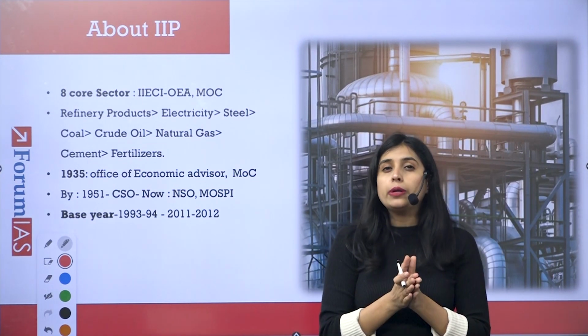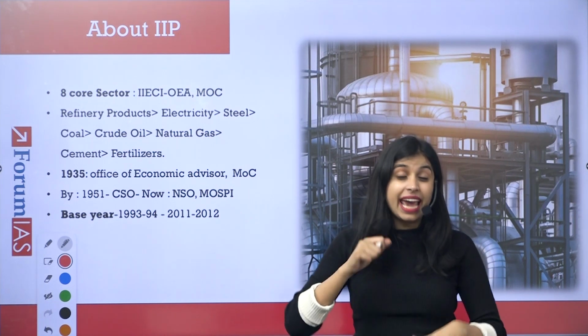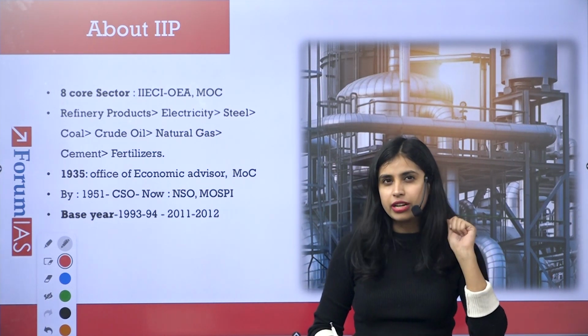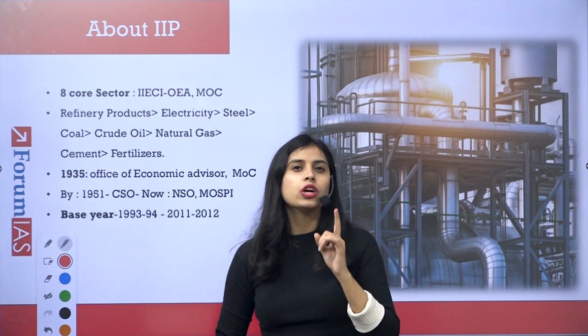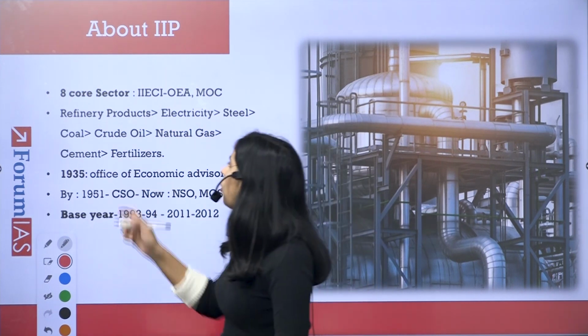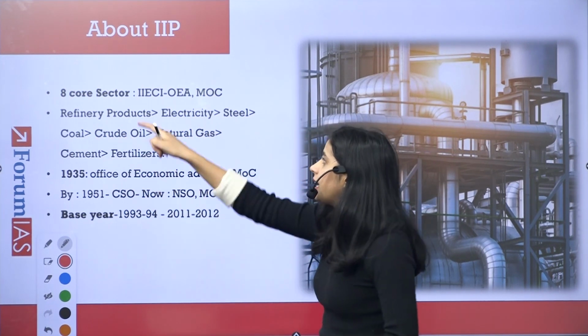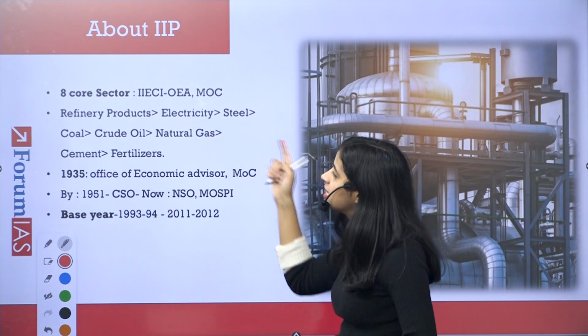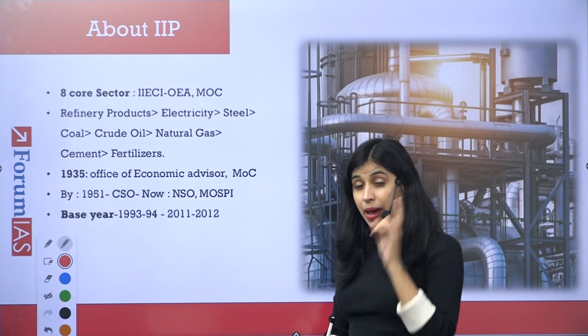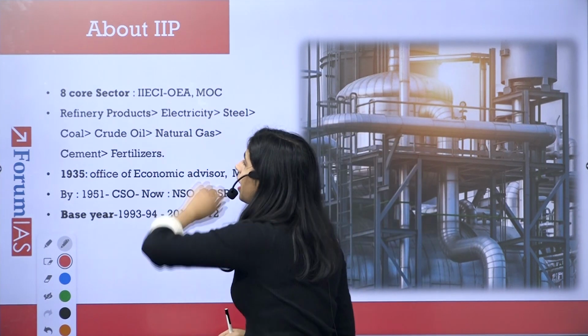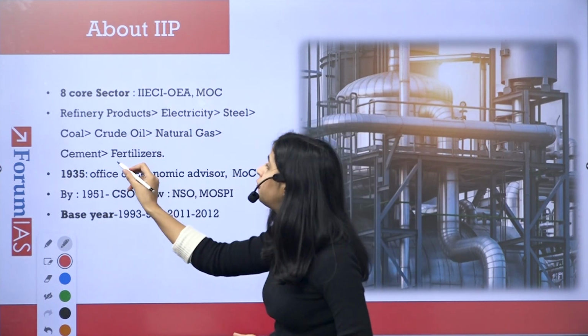This is where you're going to differentiate between IIP and ICI. That is, the Index of Industrial Production is different from the Index of 8 Core Industries. First of all, we need to understand what the 8 core industries are. Now, the 8 core industries include these 8 industries: refinery, electricity, steel, coal, crude oil, and natural gas. Remember, the maximum contribution in this is of refinery, and the minimum contribution is of fertilizer.